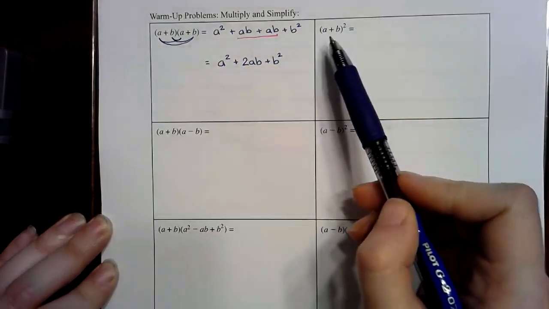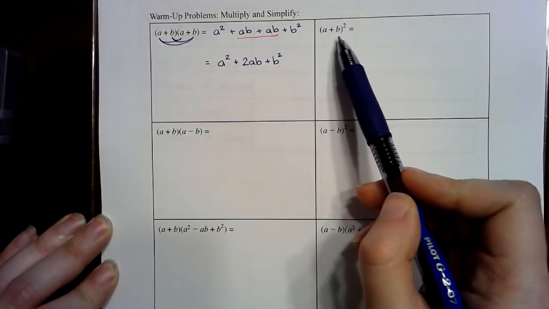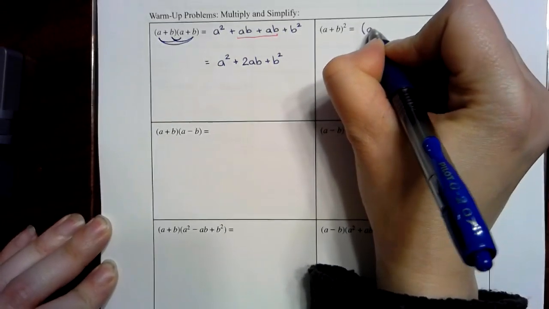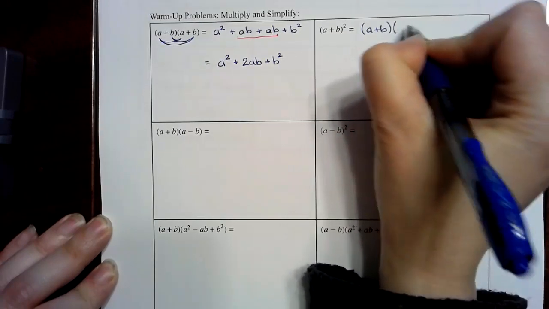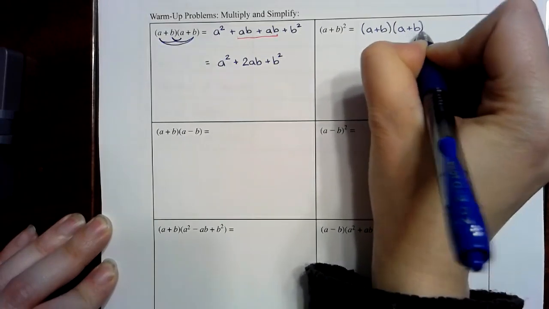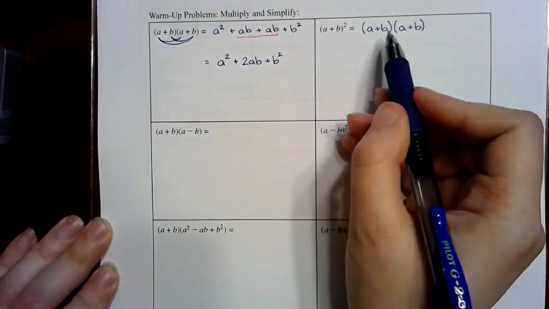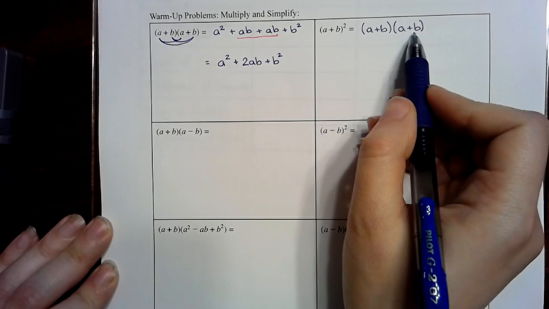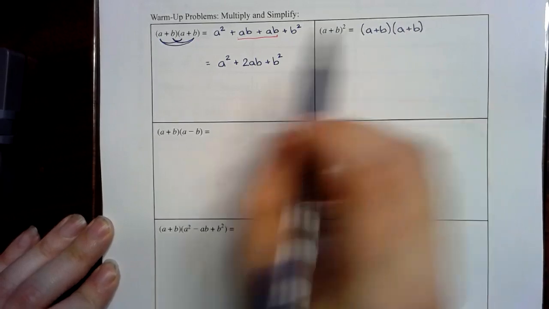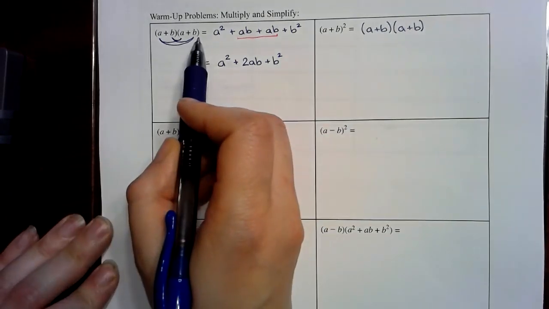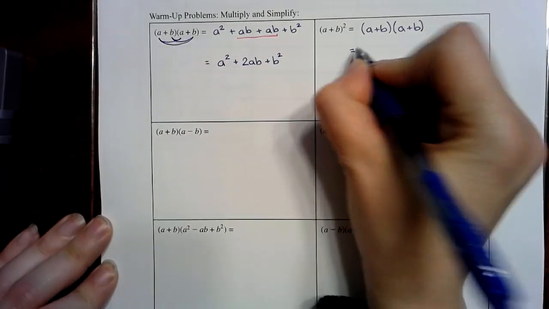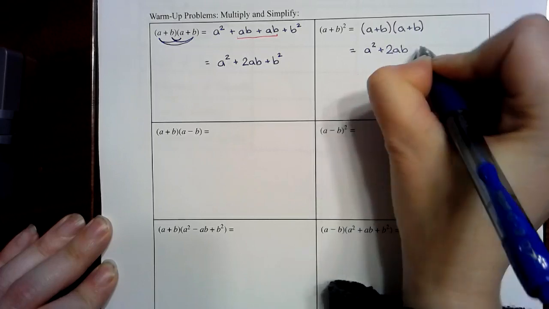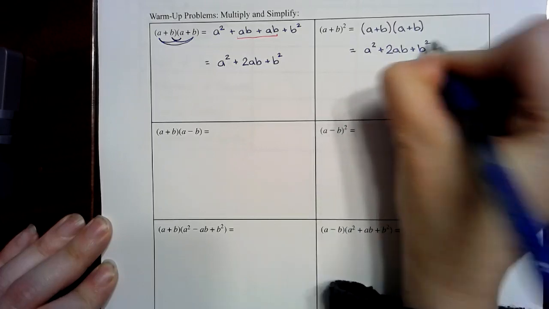What if I have something like this one? Well, really, a plus b, the whole thing squared, is going to be a plus b times a plus b, because squaring means you multiply by itself. So I now see, oh hey, something that looks like this is really this problem we did over here. And I will get as my answer a squared plus 2ab plus b squared.